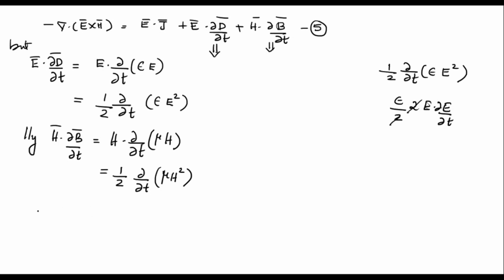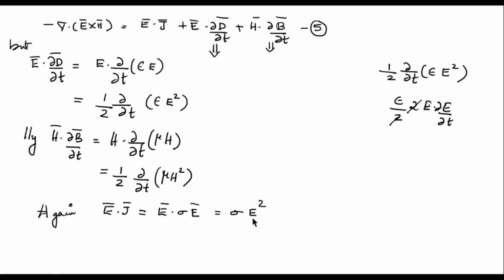Okay, so the next fifth expression can be rewritten as minus del dot E cross H is equal to E dot J plus this term, where the H dot dou B by dou T can be replaced with this term. Now again, the first term is E dot J. E dot J is equal to E into sigma E, where sigma is the conductivity, which is equal to sigma E square.